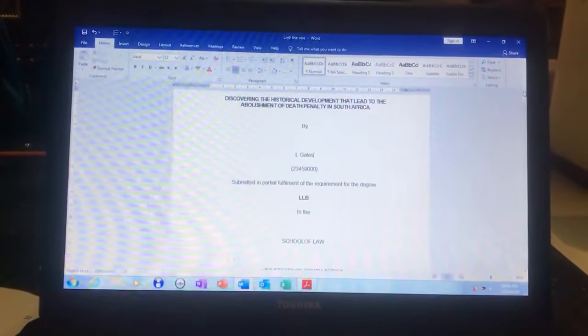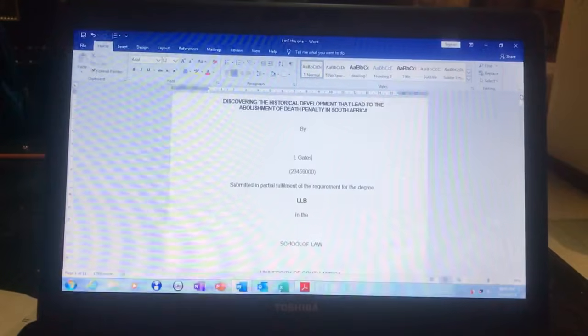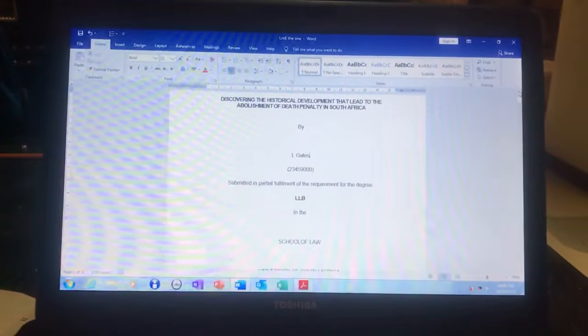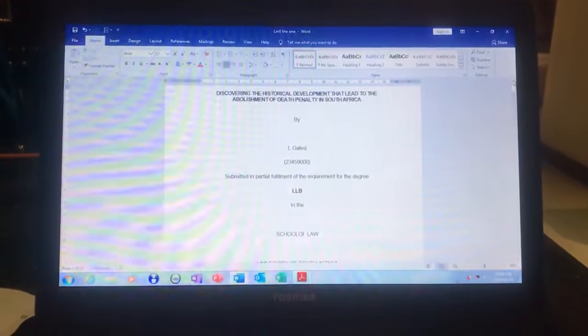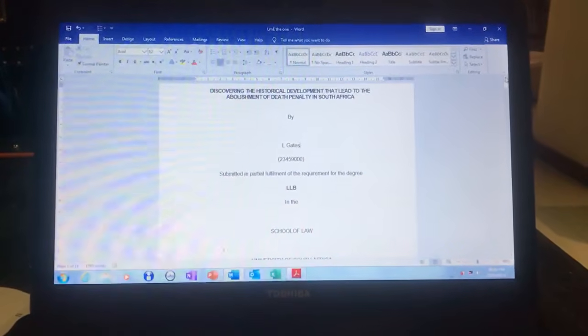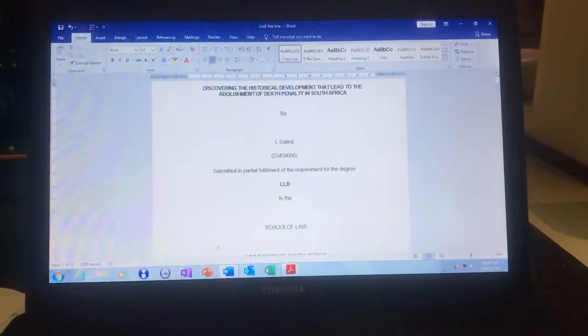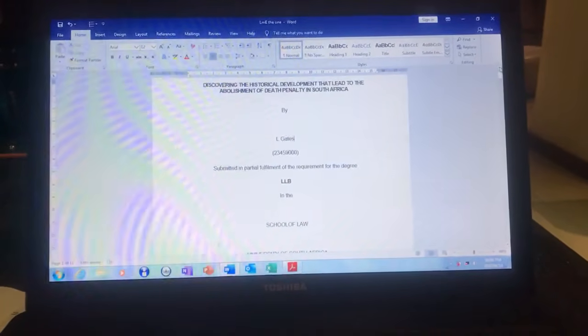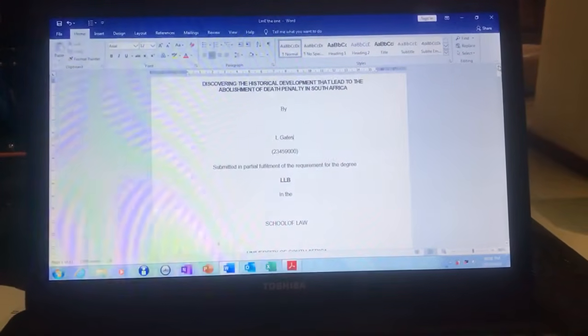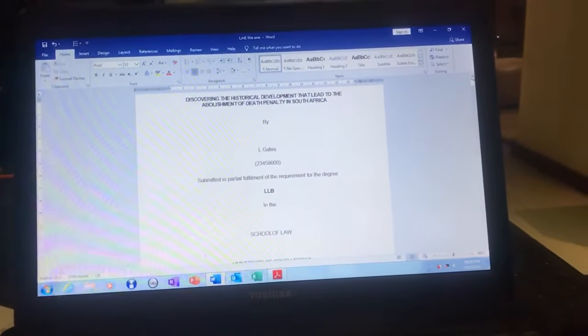Now, a legal research methodology is basically a draft that explains to your lecturer how you will be doing your research. That is it. Now, the first thing that you need for your methodology is a cover page. Your university will provide you with a cover page. If not, use the one that I have provided right now.